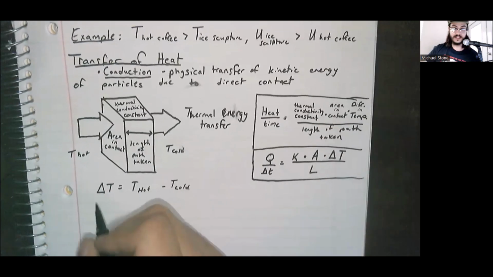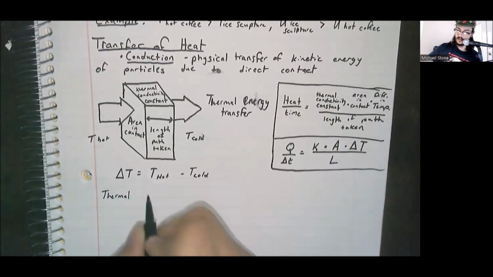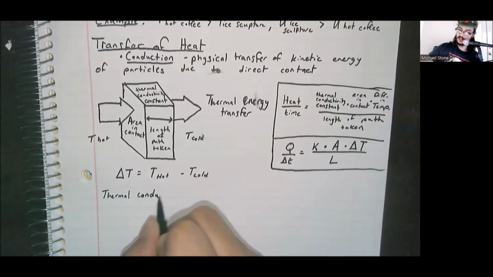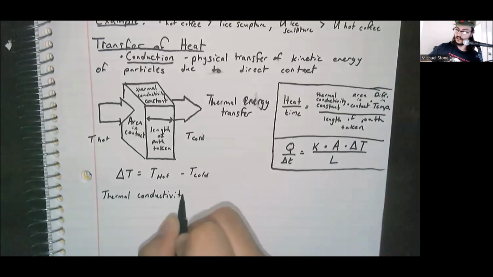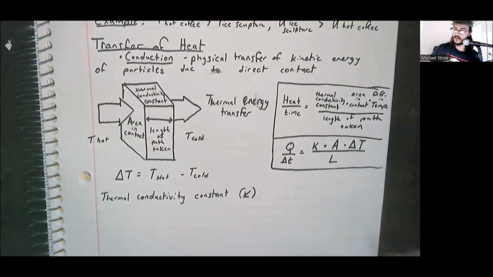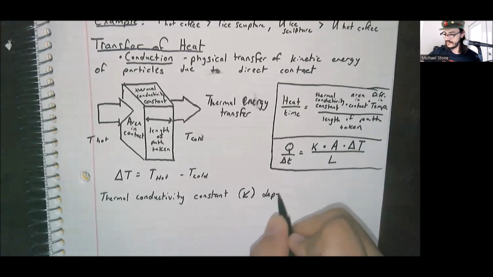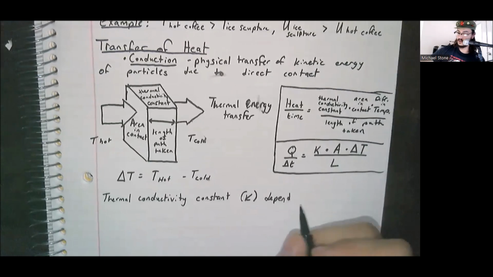Speaking of that thermal conductivity constant, I think it's worth exploring a little bit. Thermal conductivity constant. Again, it's just a constant of proportionality. Usually we give K to these. You've been doing that all the way since your first algebra classes. And it is dependent on the material.